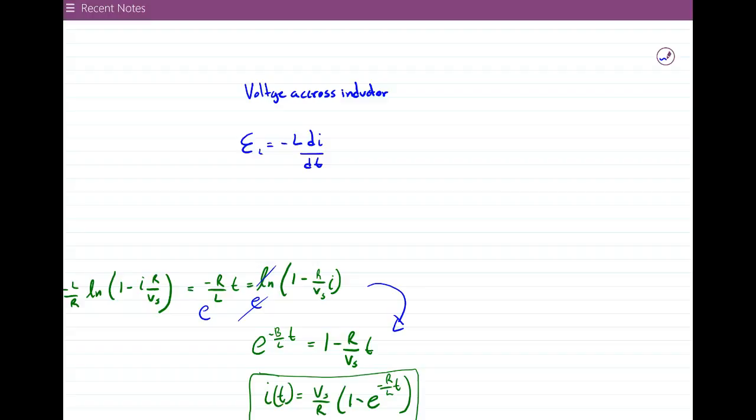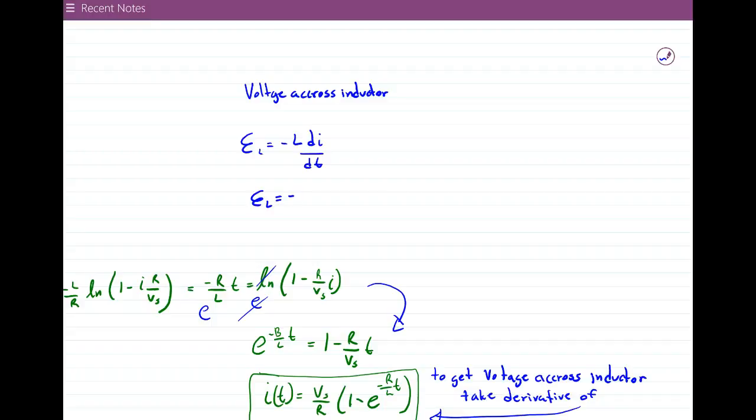0. Why? No current. Voltage across a resistor is IR, Ohm's law. I is equal to 0, so the voltage across the resistor is equal to 0. Make sense? So at time equals 0, when you first close that switch, all the voltage is dropped across the inductor. At time equals infinity, a long time after the switch is closed, all the voltage is dropped across the resistor. Good? Okay.